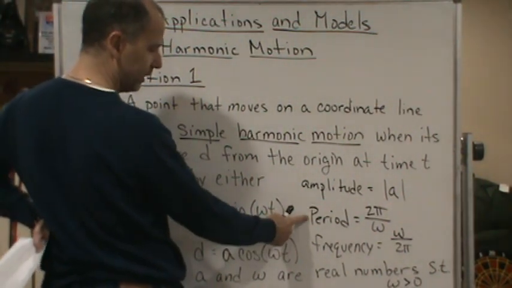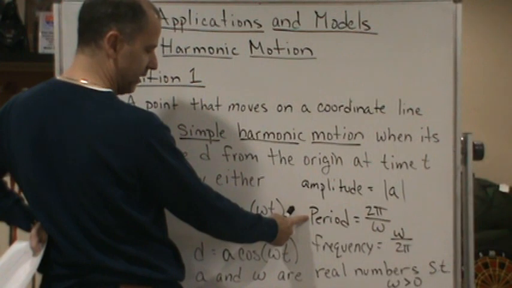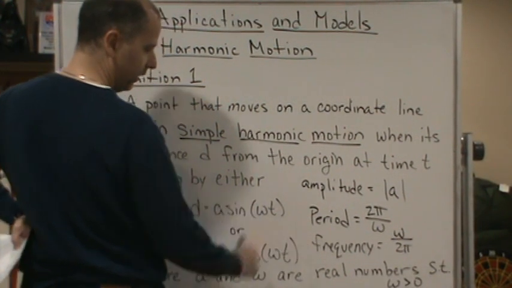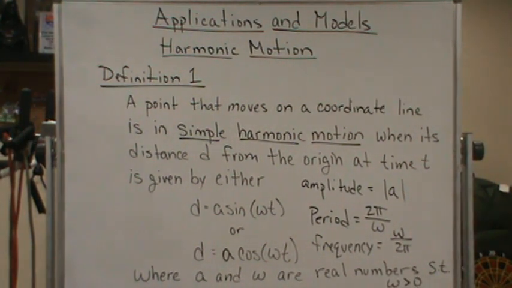Remember, this is how long it takes to go 1 cycle, that's the period. This is the number of cycles per second. So if you know the period, you just take the reciprocal of the period and you get frequency. Okay, so that's the definition.